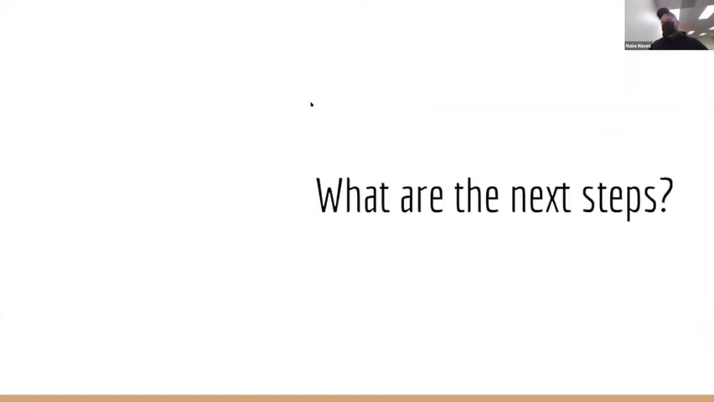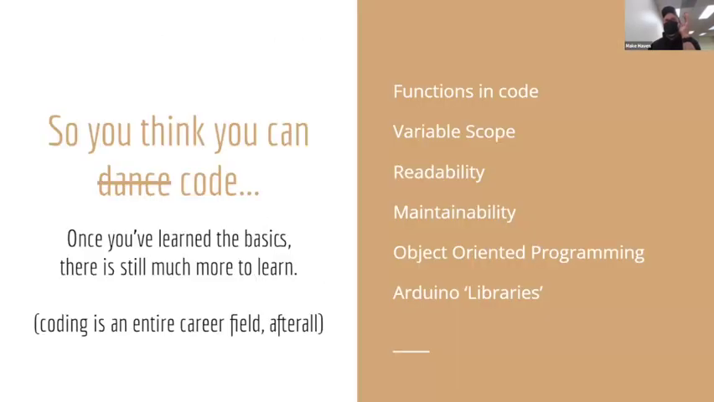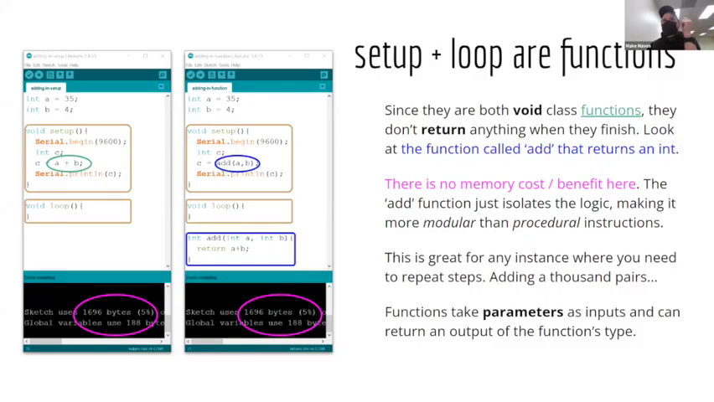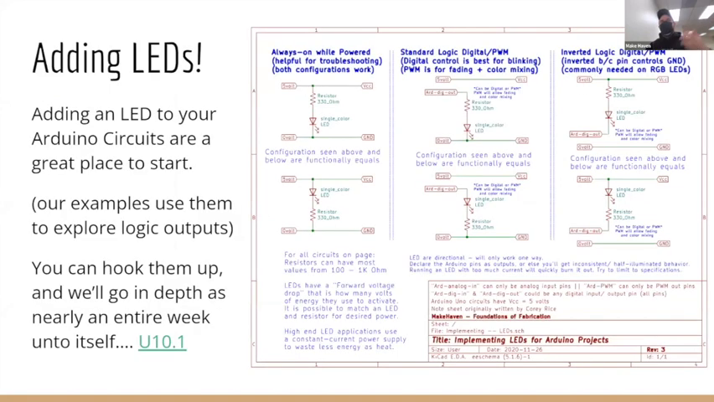So that is a lot. We've gone through lots of big ideas here, all the way back to the beginning. We talked about functions in code, variable scope, readability, maintainability, object-oriented programming, and Arduino libraries, which is a lot of concepts. And as we think about that, the key thing is what's next? What is the thing that you should do? Ultimately, you should start building stuff with Arduino.